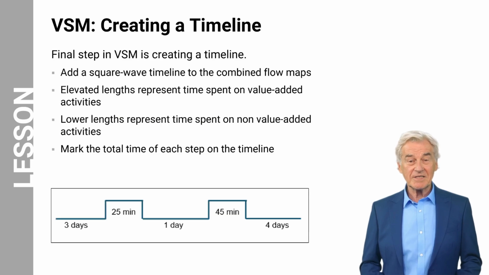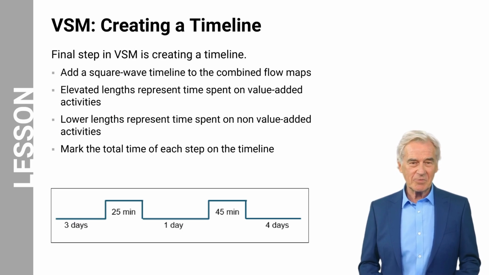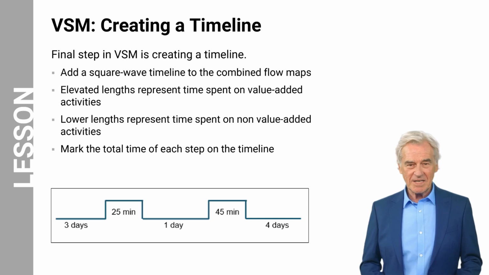The final component in VSM is creating a timeline. Add a square wave timeline to the combined flow maps. The elevated lengths of the square wave represent the time spent on value-added activities, and the lower lengths represent the time spent on non-value-added activities. The total time of each step should be marked on the timeline. The length of each wave segment should be drawn to match the length of the icon on the flow map because the segment length is not proportional to the time spent.